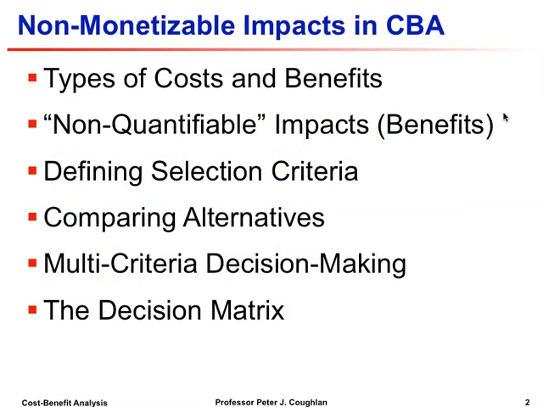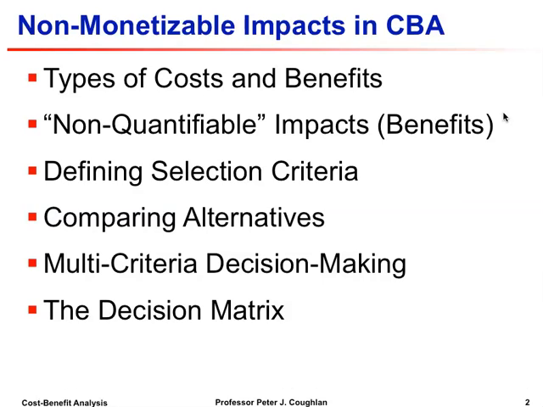So what we're going to cover in this lecture are first, again, to review the types of costs and benefits, to provide context for the content that we're going to cover today. Then we're going to talk about what are types of non-quantifiable impacts, and these are usually benefits. Then defining selection criteria, the general principles for how we define selection criteria, in particular when some of the impacts are non-quantifiable or non-monetizable.